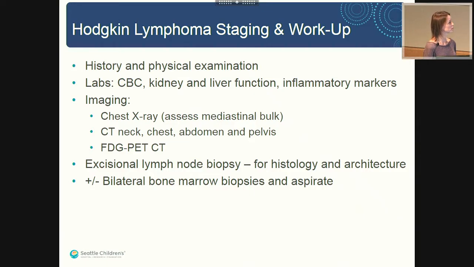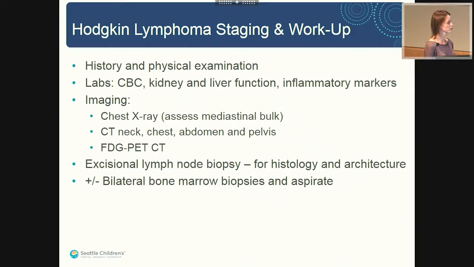Okay, so in terms of thinking about workup, there's a number of labs. We get a chest x-ray, we get CT imaging, and we do neck to pelvis because they can have lymphomatous involvement in any of their lymph nodes in those regions. And then we do a PET scan, and I'll show you an example of that. And then we also get a biopsy, so that's the only way to know what you're dealing with.